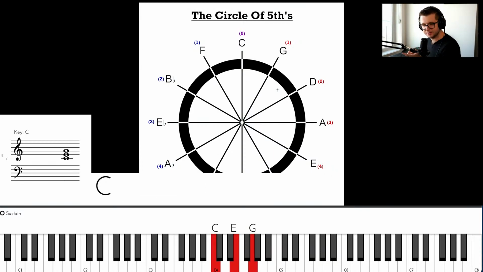Now, keep in mind, there are 4 different types of triads. There's major, minor, augmented, and diminished. Now, augmented doesn't happen in this, so we're going to ignore it. But major, minor, and diminished. We have 1, 3, 5 of the scale for major. We have 1, flat 3, 5 for the minor. And then we have 1, flat 3, and flat 5 for the diminished chord.